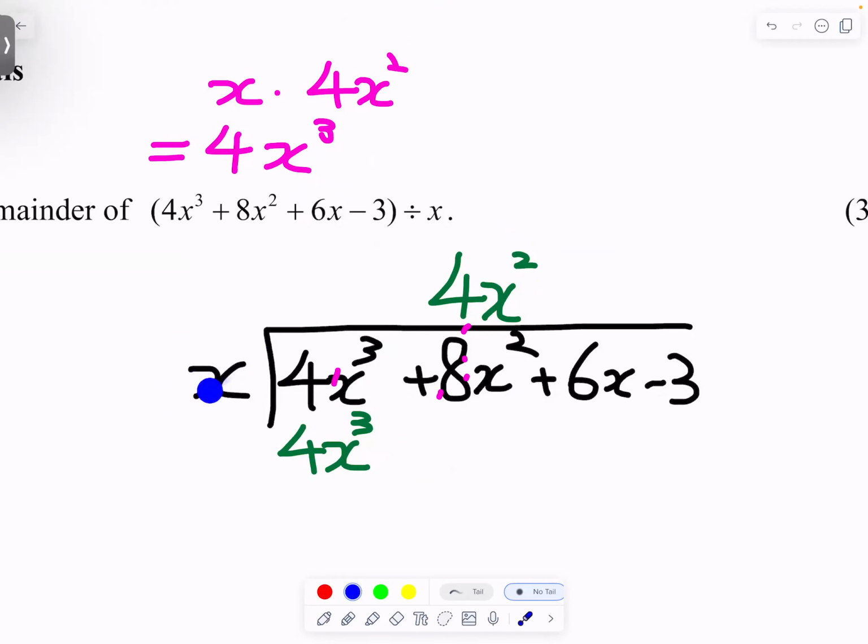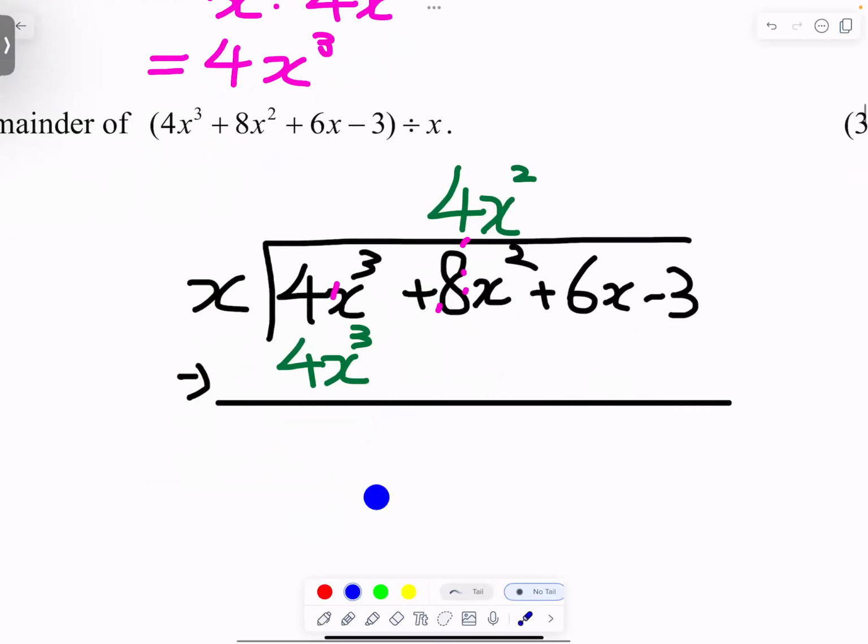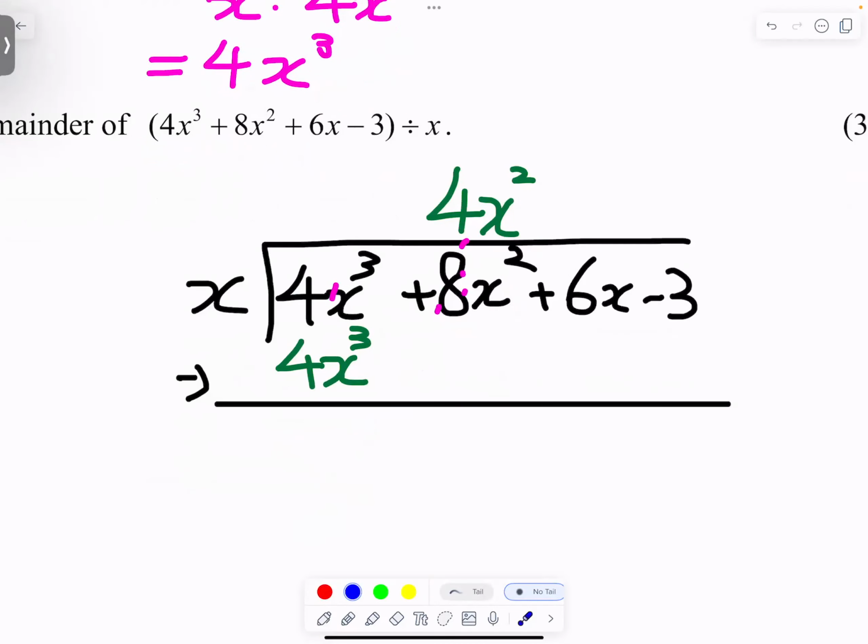And because there's nothing else with this x, so no more things, we draw a line. And when you draw a line, there's always a hidden minus that you can choose to write or not write. It's also fine. And then we do calculation. 4 minus 4, done. Nothing is left here. And then is there anything at the bottom here? No, nothing. So you can basically just copy down everything.